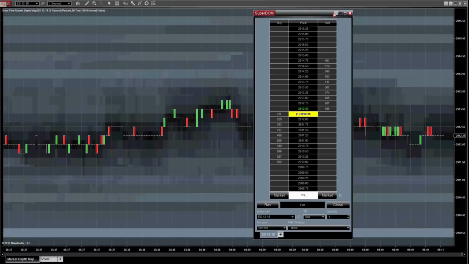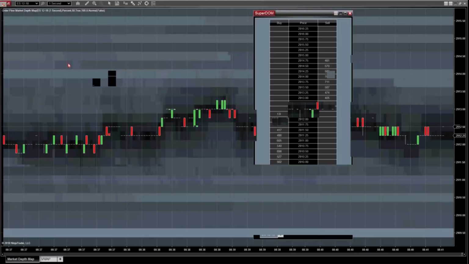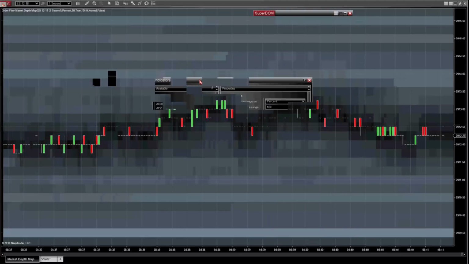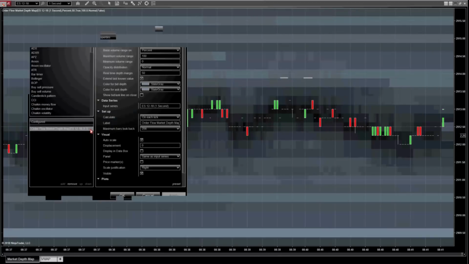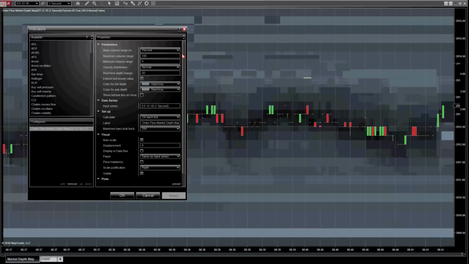And we'll cover a few of the settings available. To do this, we'll right-click and select Indicators. Then with the order flow market depth map indicator selected, we could then adjust the available settings for us.